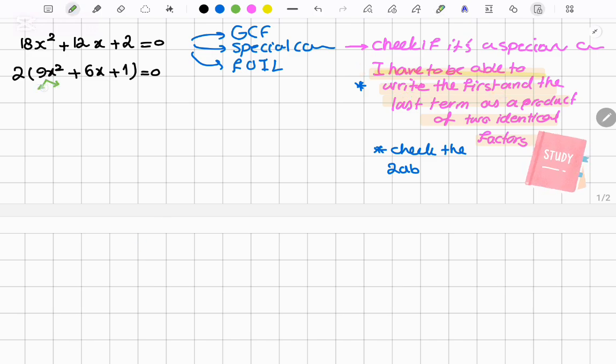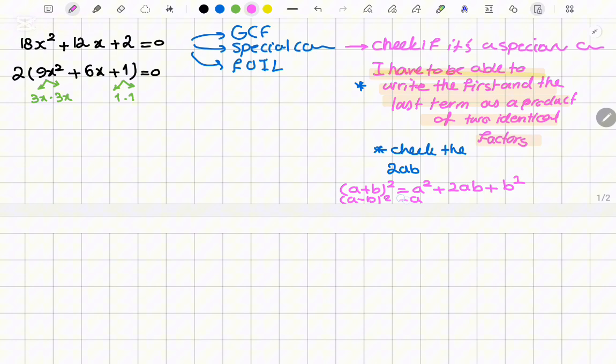9x squared can be written as 3x times 3x, and 1 can be written as 1 times 1. And then if there is a middle term in between, I have to check the 2ab part, guys. Why? Because in the first two special cases that I had, there was a middle term called 2ab. And the next one was the same thing, except for the fact that it was getting subtracted. So over here, I have to check whether the a I created with the b I created times 2 is going to give me the term in the middle, which is 6x, yes. Which special case is it? The first one, because they're all getting added.